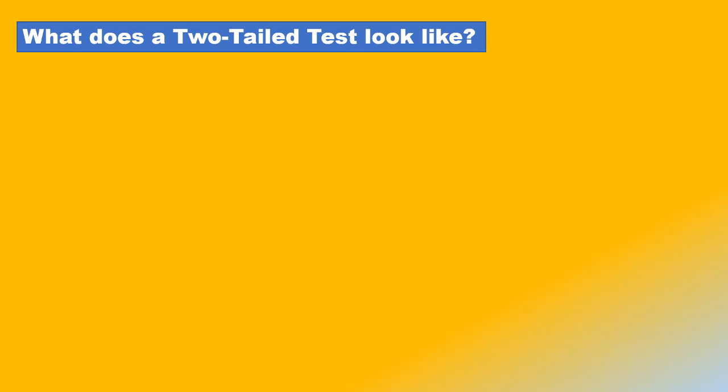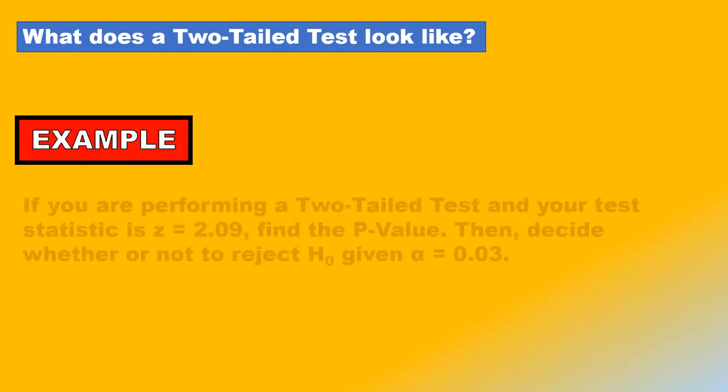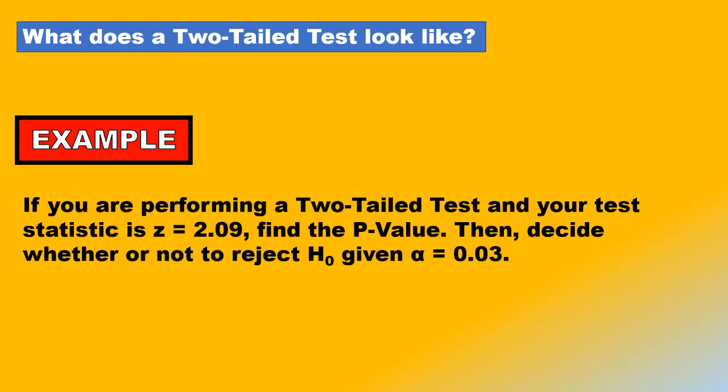How about a two-tailed test? What would that look like? So here's an example. If you're performing a two-tailed test and your test statistic is z equals 2.09, find the p-value. Then decide whether or not to reject H naught given alpha equals 0.03.